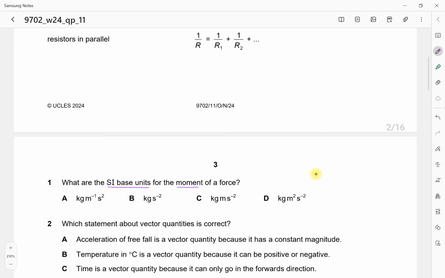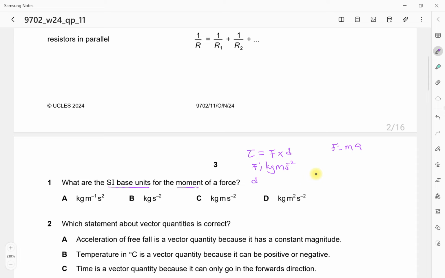Of course, we know that moment of a force, I normally use tau because moment is the same as torque. The moment of a force is the product of the force and the perpendicular distance of the force from the pivot. The base units for force are actually kilogram meters per second squared, because we know that force is equal to mass times acceleration, and mass is measured in kilograms, acceleration is measured in meters per second squared.